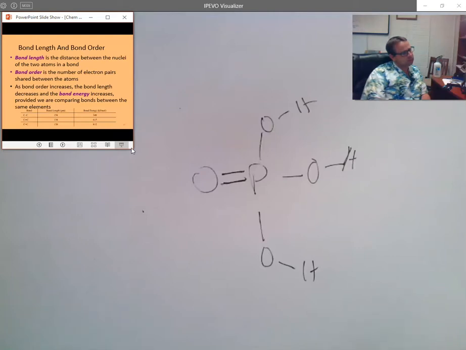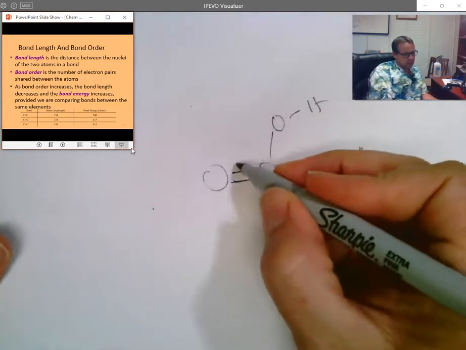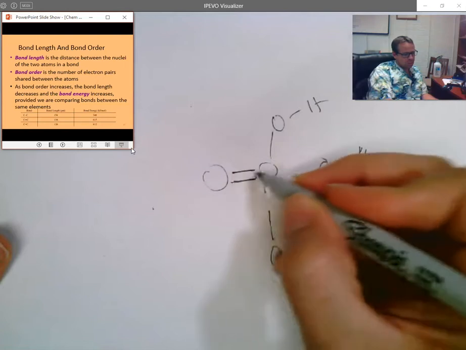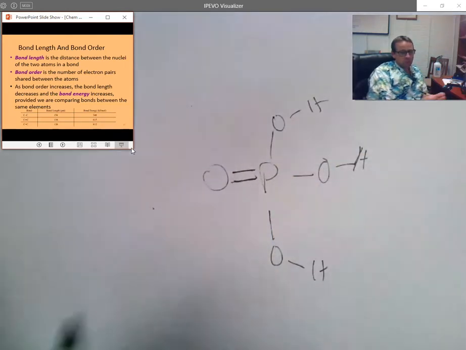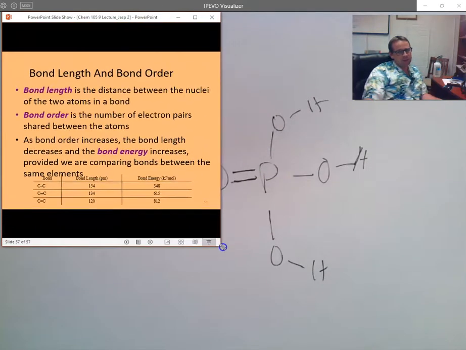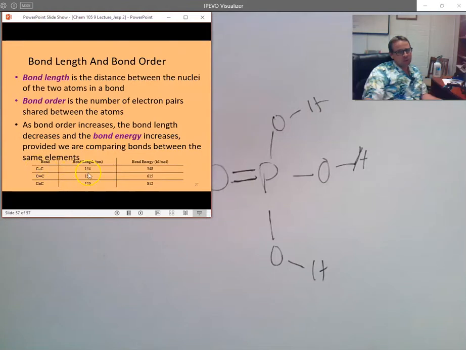Wouldn't the oxygen with the double bond be stronger? Yeah, that's right. This one is stronger. It's harder to break. There's more bonding occurring, so it's harder to pull those apart. Now, I didn't mention anything about the distance, but you can see here a carbon-carbon bond is 154 picometers. Carbon-carbon double bond, 134. Carbon-carbon triple bond, 120.